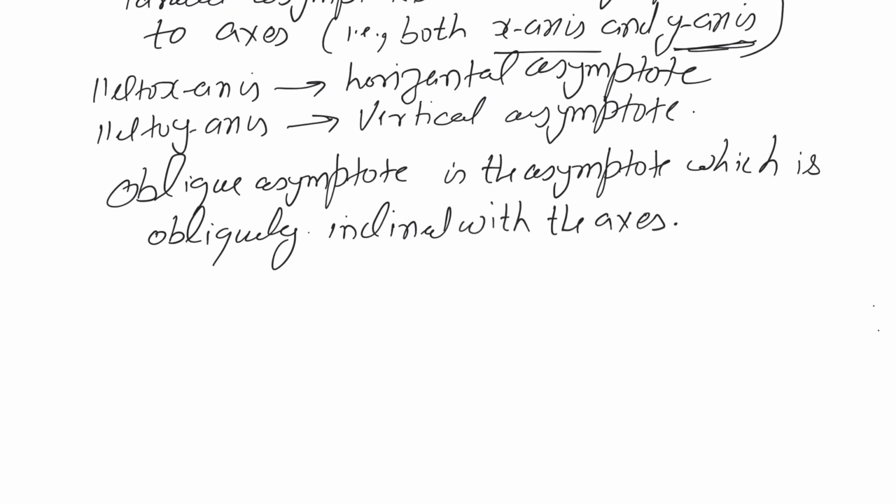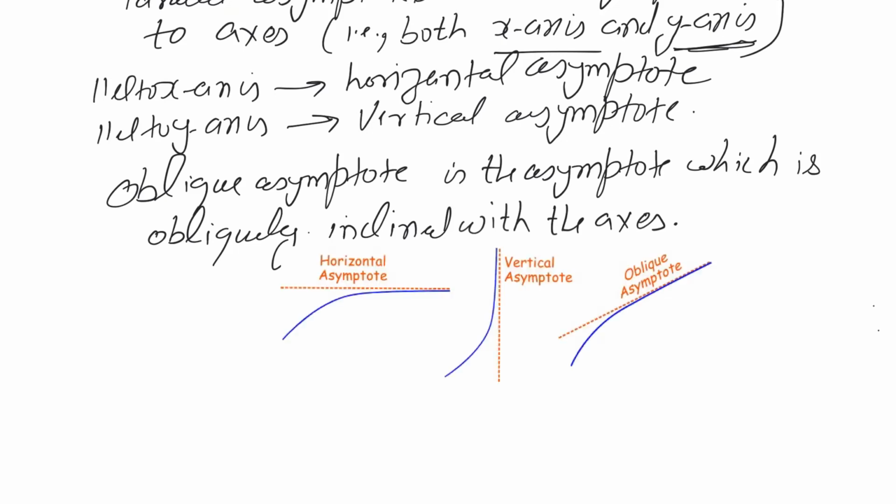So this concept is verified through the figure which is given. In this figure, this one is horizontal asymptote because this is parallel to x-axis, and this one is vertical asymptote because this one is parallel to y-axis, and this one is obliquely inclined at some angle with the axis. So this asymptote is known as oblique asymptote. So these two are parallel asymptotes. This one is an oblique asymptote.